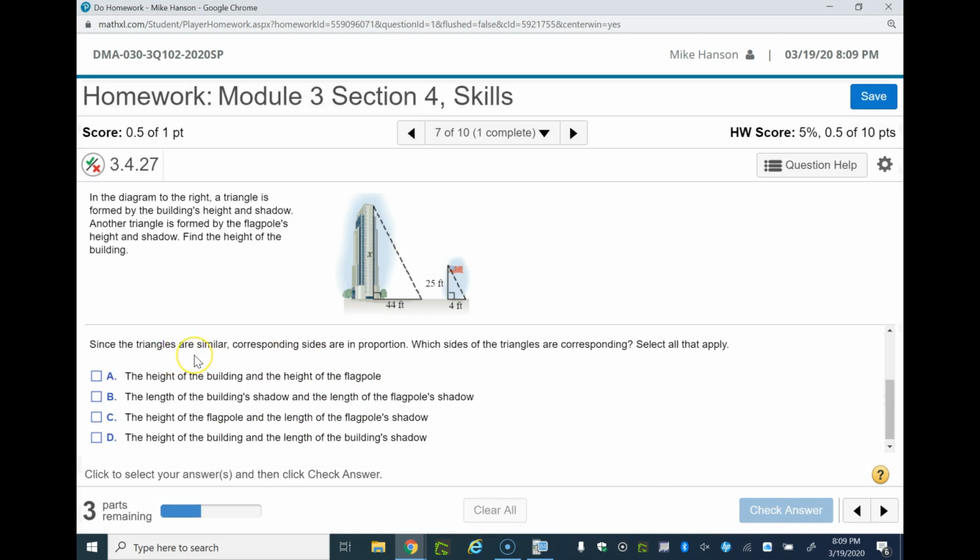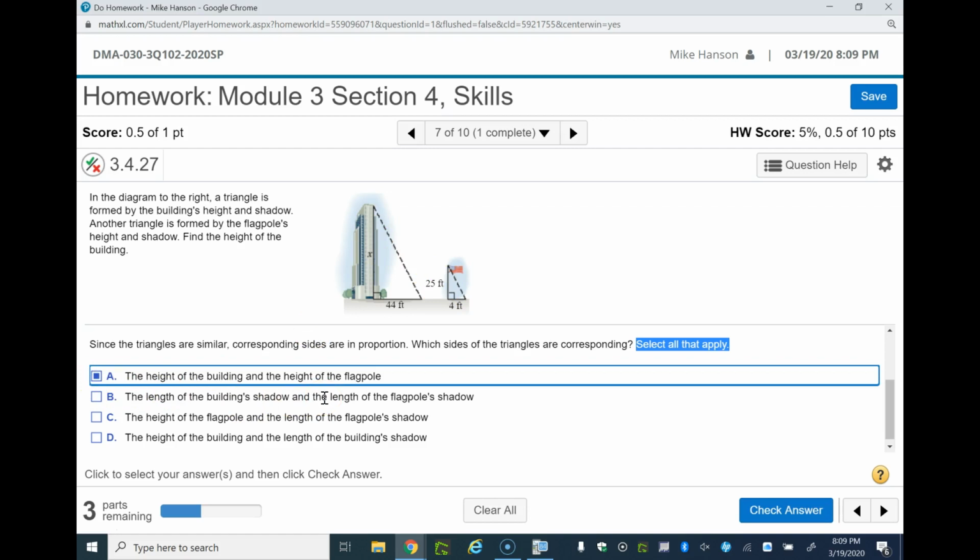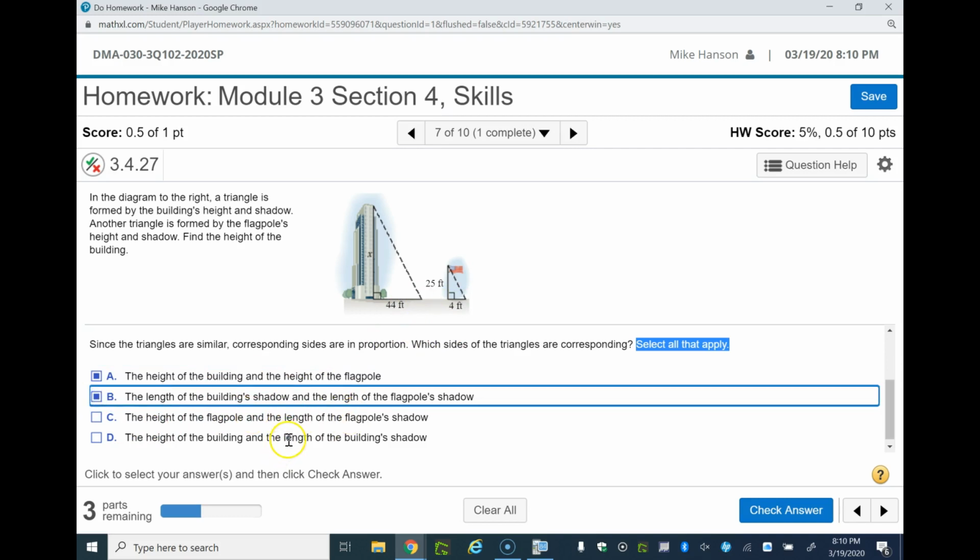So we want to figure out the sides that are corresponding to each other, or proportional to each other. Make sure you select all that apply. Don't just select one. If you look here, the height of the building and the height of the pole are going to correspond because they're both coming from the same side. And then the building's shadow, which is here. If the sun is up here and pointing down here, it makes a shadow for this length. So the building shadow and then the flagpole shadow. The rest of them really don't make sense because they don't correspond to each other.